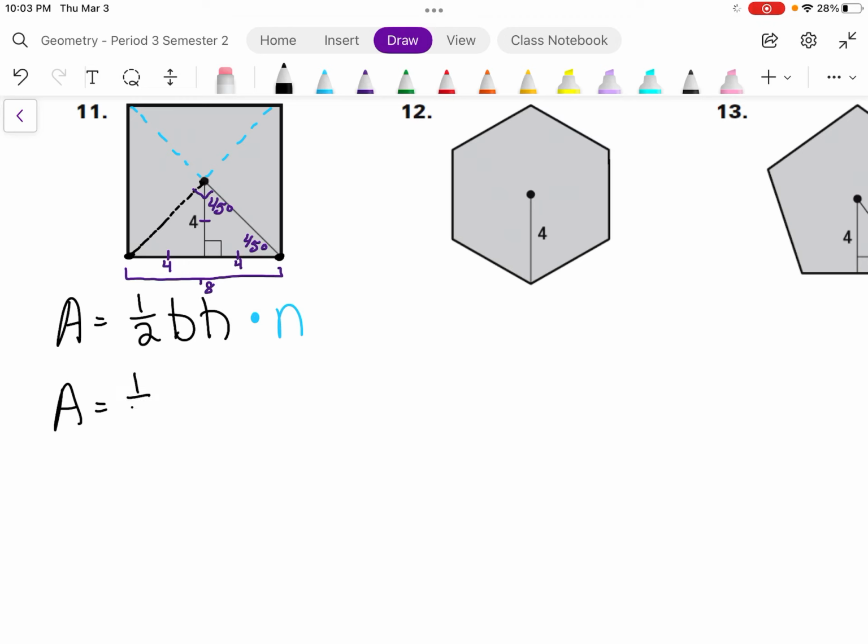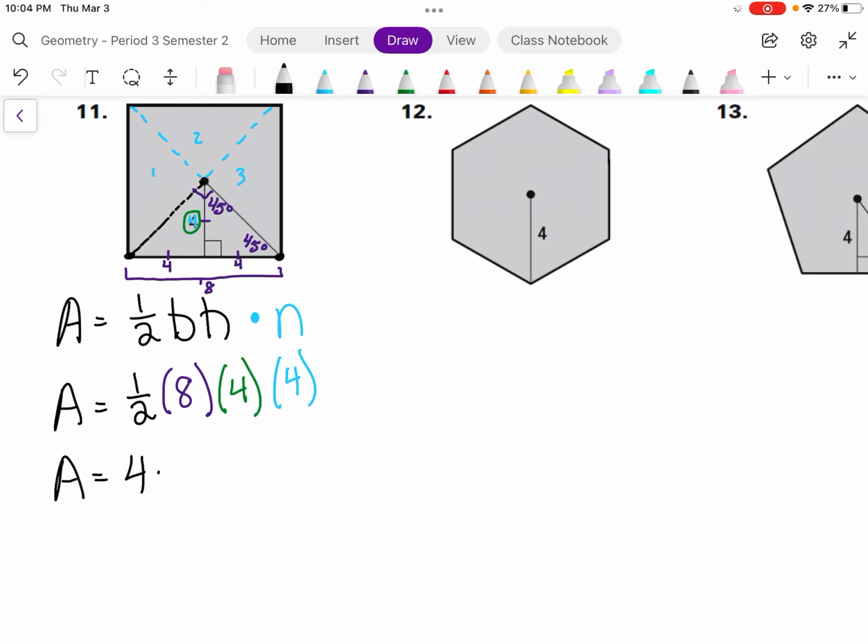So in our area formula, we know that we're going to take 1/2 multiplied by 8. Then we need to multiply it by the height of the triangle, which luckily for us, they already gave us that value. And then we're going to multiply it by the number of sides or the number of triangles, which would be 1, 2, 3, 4. Once we have filled in all of our numbers into our equation, we can go ahead and find our answer.